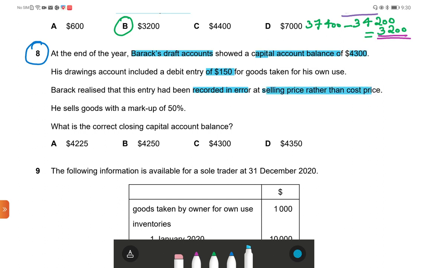He sells goods with a markup of 50%. 50% of markup is their gross profit. So, what is the correct closing capital account balance? Barak's draft account showed a capital account of 4,300, but this error is not affecting the capital account. So the correct answer is the same amount only, 4,300.